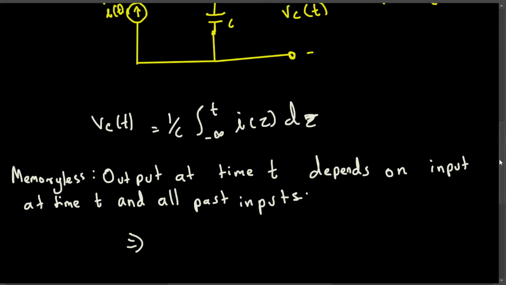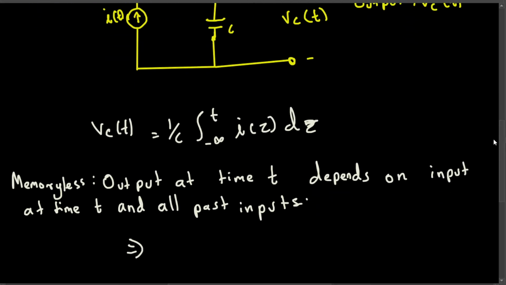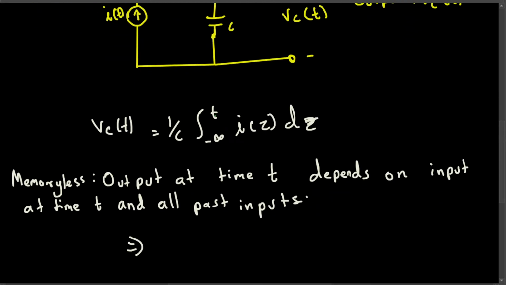Okay, so it basically says the output at time t should be depending on time t alone, not on all past inputs. But here this is not the case, because at time t we are getting VC of t, but there's a time range from negative infinity to time t. There are times in between, not only time t, right? So it's not just depending on time t. So therefore this is not memoryless. If it's always time t, then this is memoryless. If it's depending on various different times, then this is not memoryless. So this system is not memoryless.